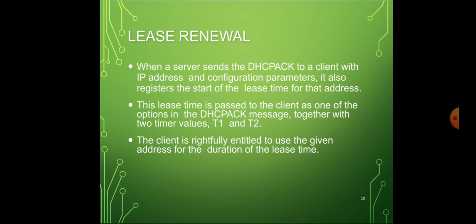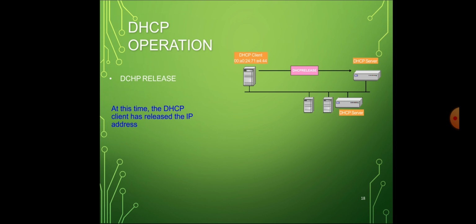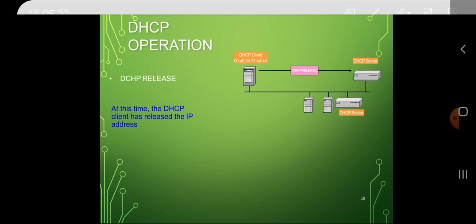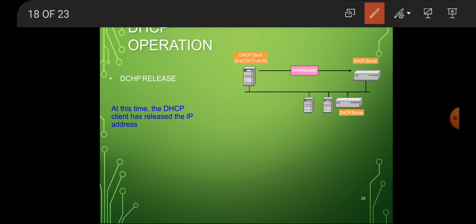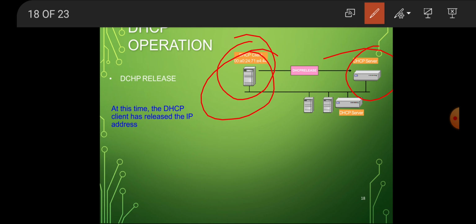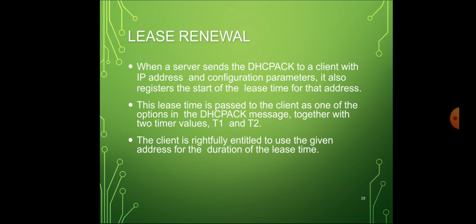This is how the DHCP release operation happens. Here the client sends the DHCP release message to the server, and after the DHCP release message, your client will be released from that IP address.